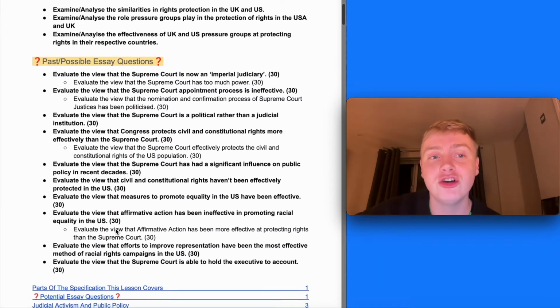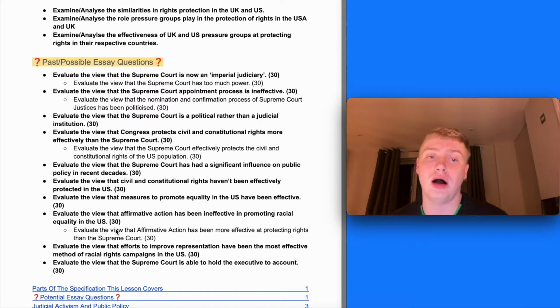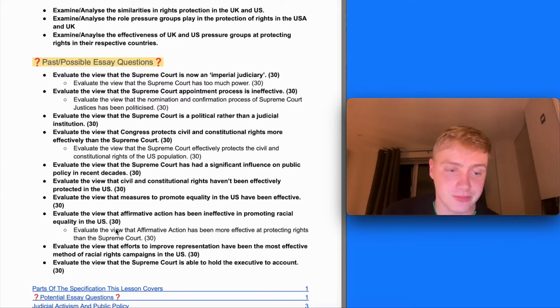In terms of essay questions you could get asked, this would be really useful for a range of essay questions. It's not necessarily going to be an essay question in itself, but would be really useful when looking at whether the Supreme Court is a political or judicial institution, whether there's an imperial judiciary, how effectively the Supreme Court protects civil and constitutional rights, its influence on public policy, and a range of other questions.